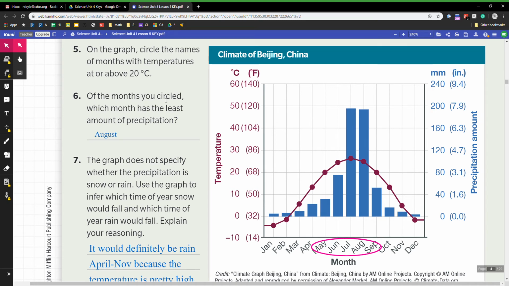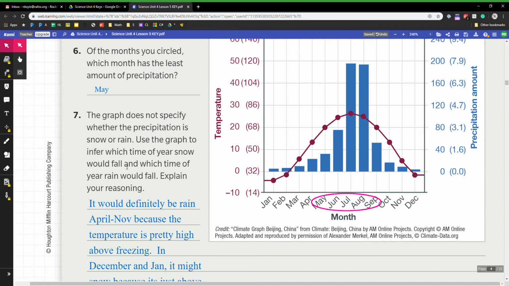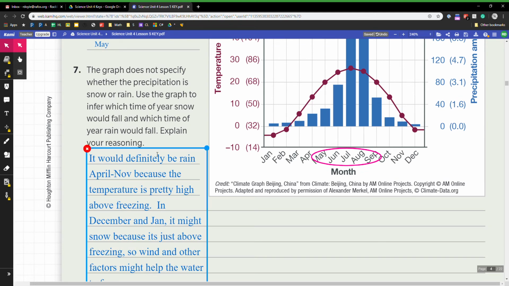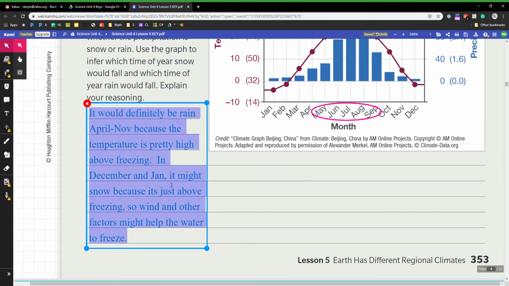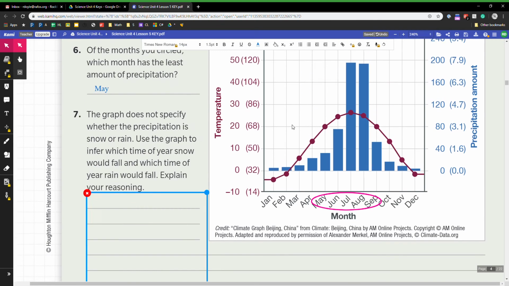Of the months you circled, which month has the least amount of precipitation? So I need to change this. And it looks like from here to May has the lowest, right? The bar graph in May is lowest. So May is the least precipitation. And it doesn't specify whether the precipitation is snow or rain. I'll probably have to change this answer as well, because I used the wrong graph.